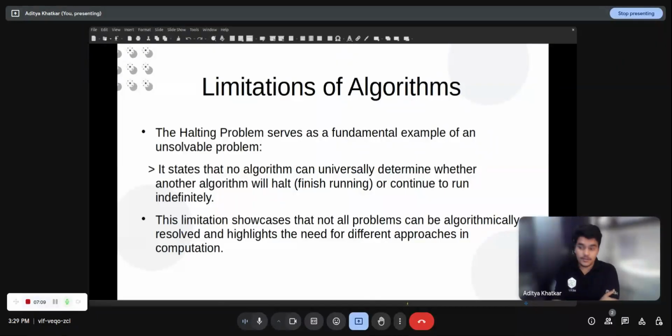There are also some limitations of algorithms. The halting problem serves as a fundamental example of an unsolvable problem. It states that no algorithm can universally determine whether another algorithm will halt, finish running, or continue to run indefinitely. This limitation showcases that not all problems can be algorithmically solved and highlights the need for a different approach in computation.